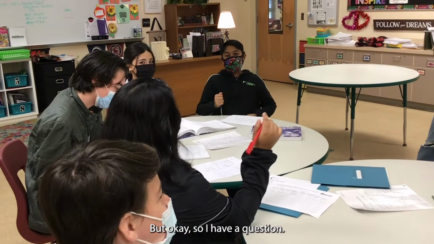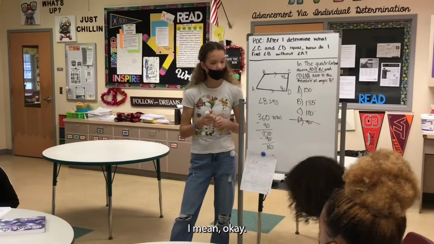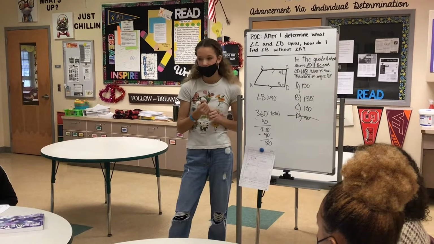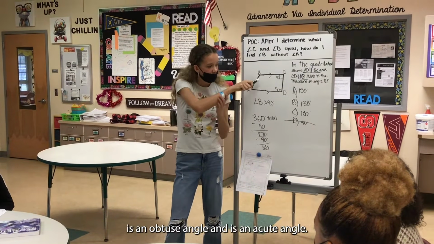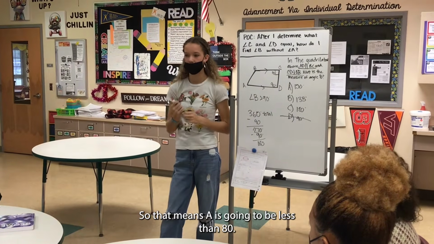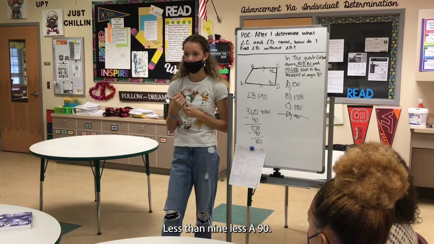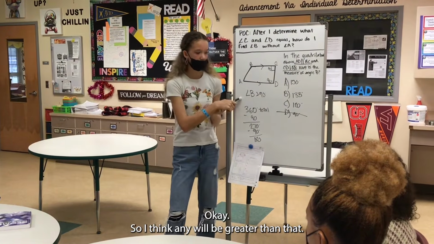Okay, so I have a question. Will B and A be the same, or is it only C and D? Only C and D. Okay. Because B is an obtuse angle and A is an acute angle. Okay, so that means A is going to be less than 180, correct? Less than 90. Okay, and B will be greater than 90.